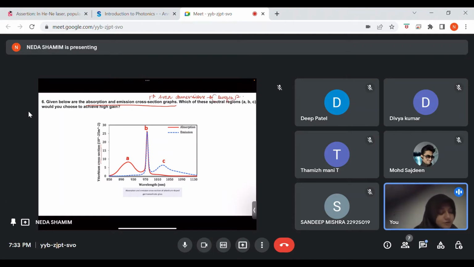Okay, so over here we have an absorption and emission cross-section graph, and we have spectral regions. Three regions are there, A, B and C. What is A, what is B, what is C? The question says: which region will you choose to achieve high gain?